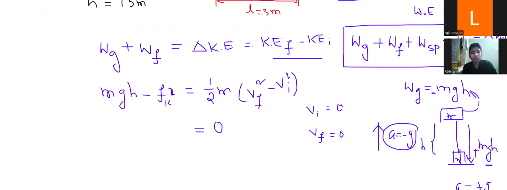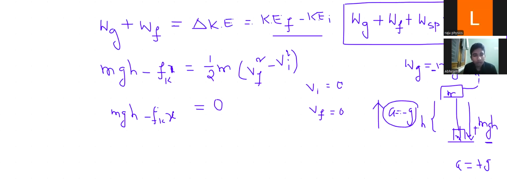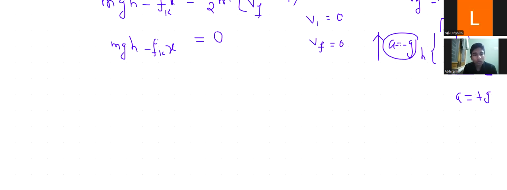This is mgh, this is minus Fk into x. Now, what is Fk? It is the friction force.